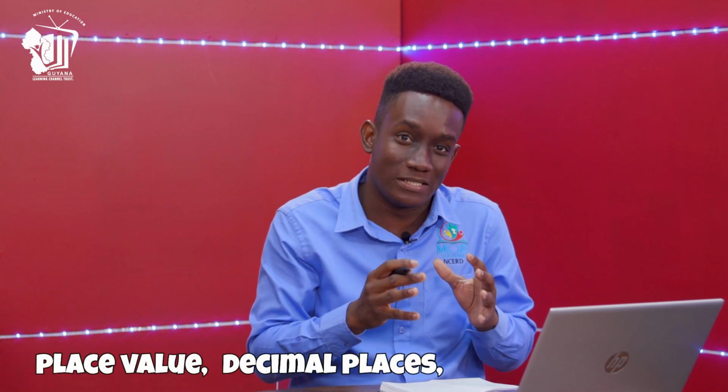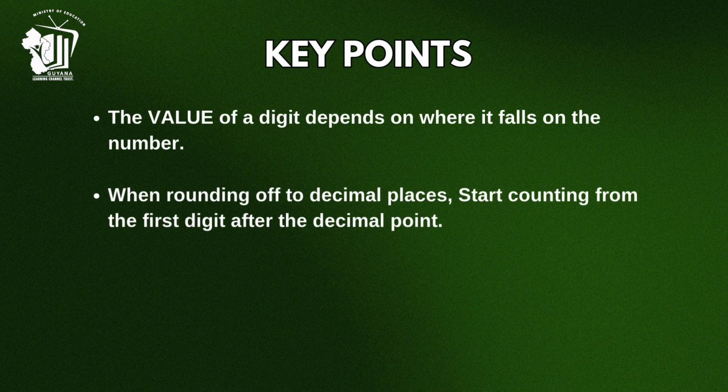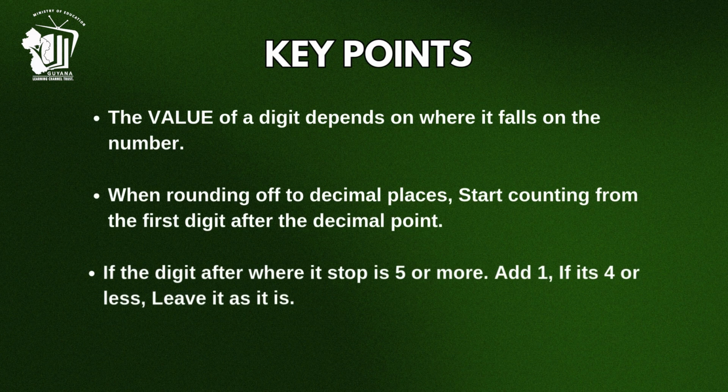And with that, it has brought us to the end of this video. I trust that you now have a good understanding of place value, decimal places, and significant figures. So there are some key things I want you to remember. The value of the digit depends on where the digit falls in the number. When you are rounding off to decimal places, you start counting from the first digit after the decimal point. And of course, if the digit after where you stop at is 5 and more, you add 1. If it's 4 and less, you leave it as it is.